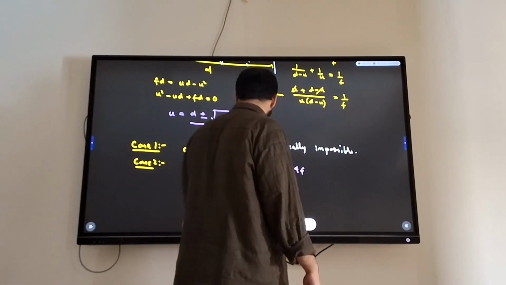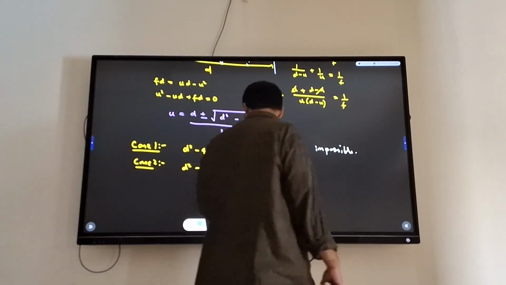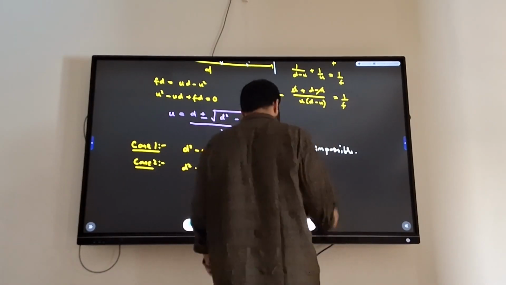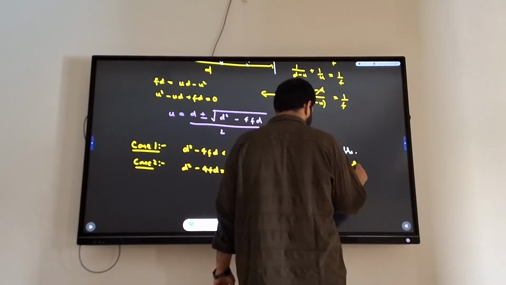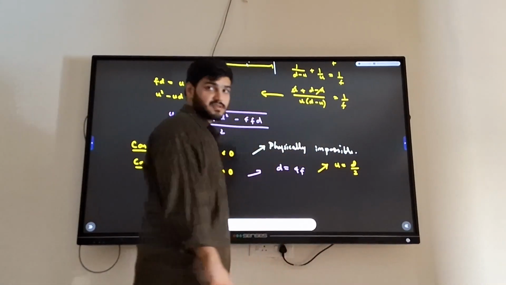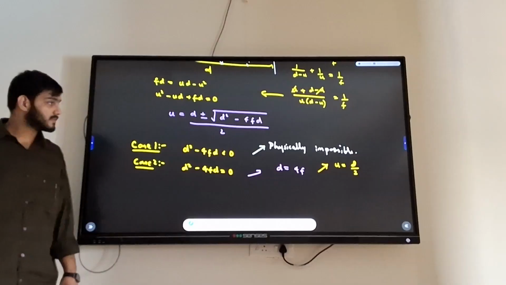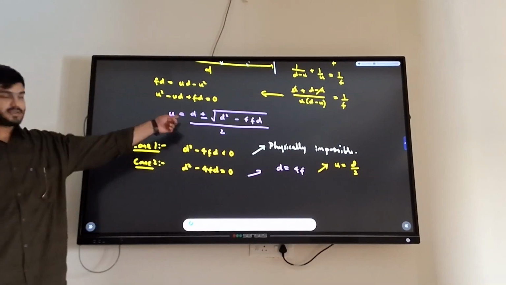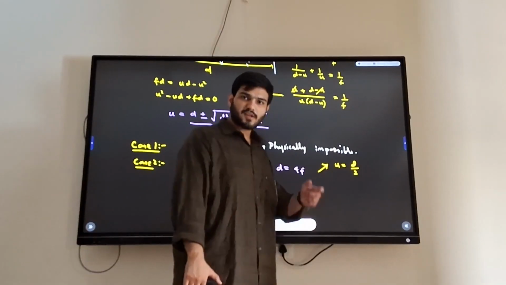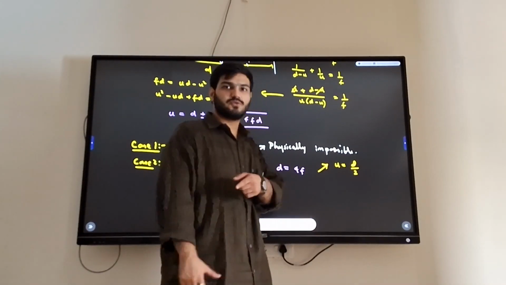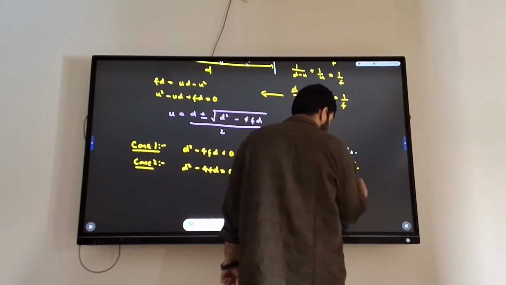In this case, what is U? 2f. Or that's D by 2, no? U is equal to D by 2. Can you check? Yes, sir. That's D by 2. Then what will be V? That's also D by 2, no? Because it's D minus U. So V is also D minus U.